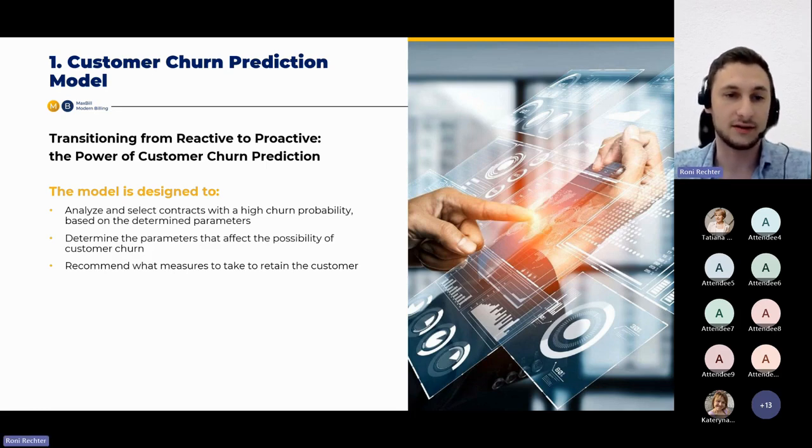This is the model that is designed to do such probability calculation based on determined parameters. We will find what parameters have the highest impact on the probability of a customer churning, and recommend what measures the company should take to actually retain the customer.